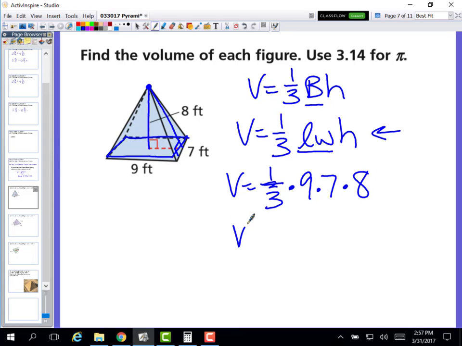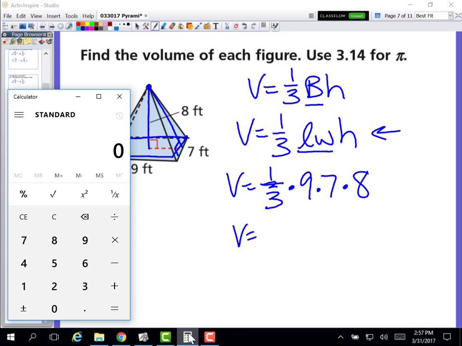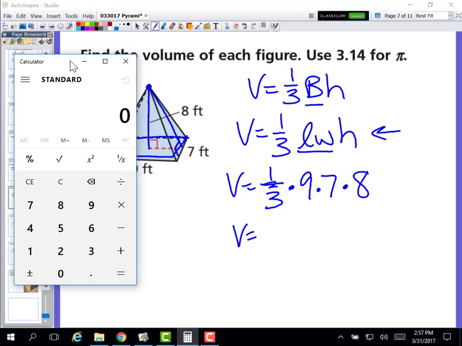So at this point in time, we then turn to our calculator. We multiply 9 times 7 times 8, and we end up with 504. Now the biggest mistake people make on a problem like this is they will forget to divide by 3. So we've got to remember to divide by 3, which is what 1/3 tells us to do. Just divide it by 3.